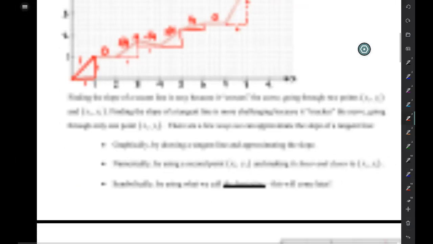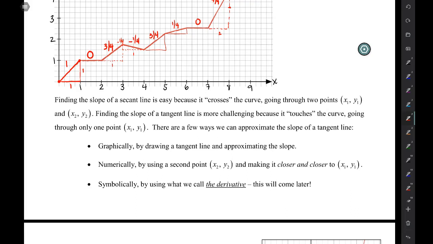So finding the slope of a secant line is really easy, which is kind of what we just found, because we had two distinct points, because it crosses and it goes through 2 points.